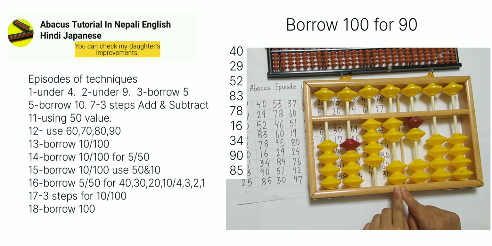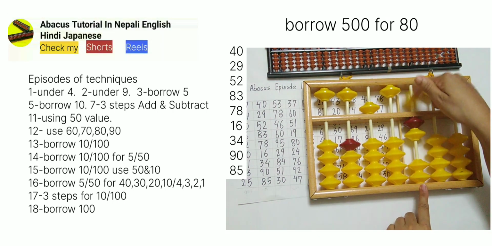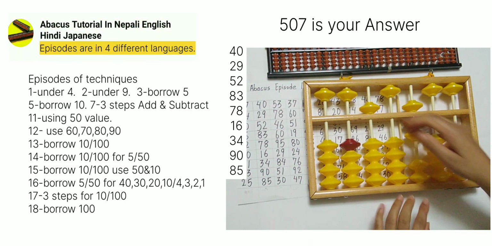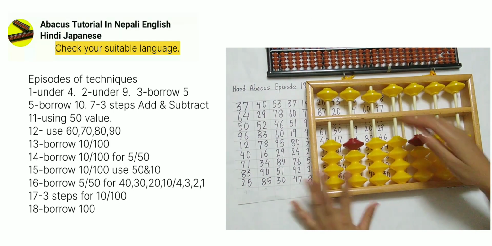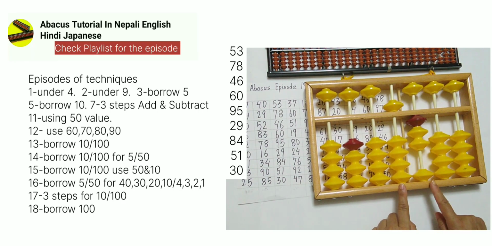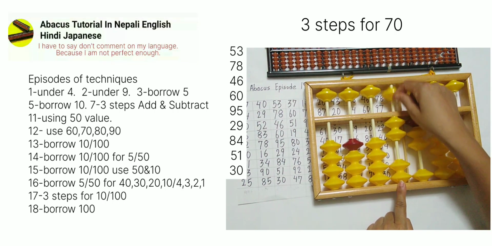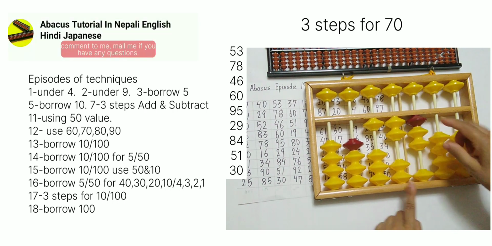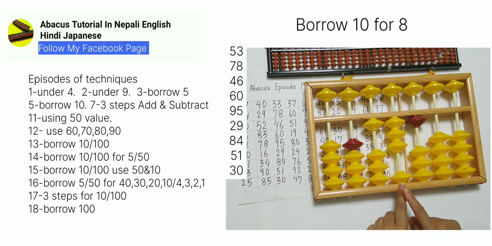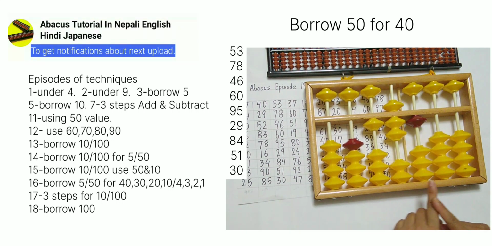And 85. For 80 reduce 20, borrow 500, reduce 400 and there is 5. 5, 0, 7 is your answer. Next, 53. 5 and 3, 53. Next is 78. 7, you have to use 3-step addition. Add 2 means 20, reduce 50 and borrow this 100 for 70, and for 8 reduce 2 and borrow this 10. 46. For 40 you have to borrow this 50, so add 50, reduce 10 for 40 and for 6 is here.